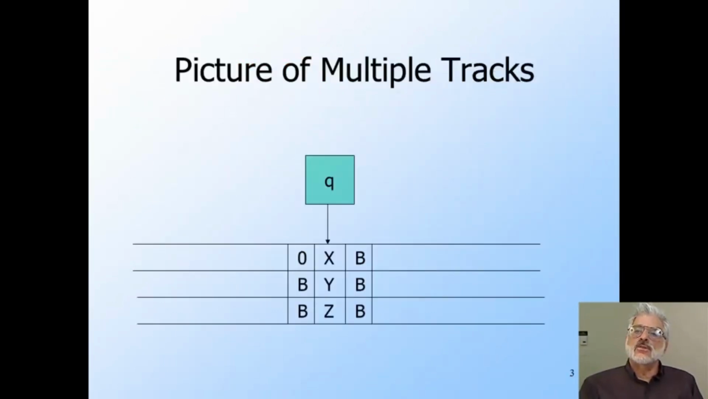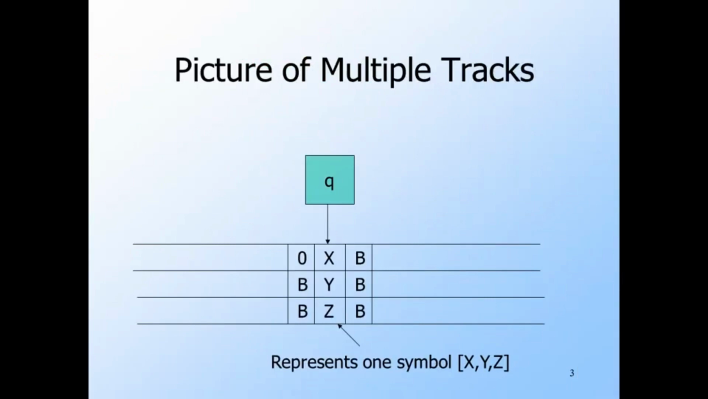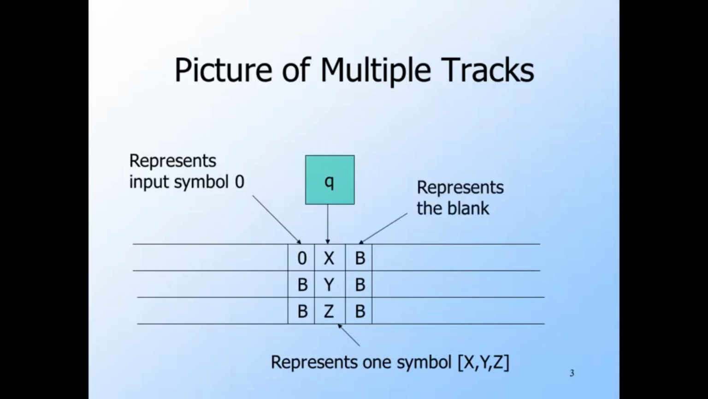Here's how we can visualize a Turing machine with 3 tracks. This symbol is viewed as the vector xyz, but it is really just one tape symbol. Let's suppose the input is written on track 1. Then the input symbol 0 must be thought of as the vector 0 blank blank. And the blank symbol is thought of as the vector blank blank blank.